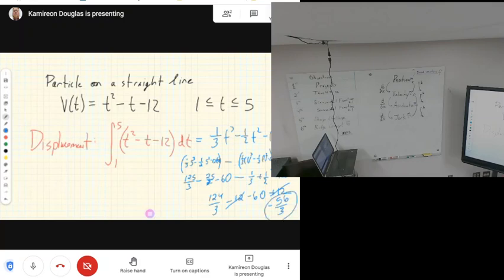In other words, in that time, it ended up negative 56/3 from its starting position. Here's my particle. It may have done a lot of moving in between, but eventually it ended up negative 56/3 back. That's the displacement. Okay. By comparison, the other piece is a little tougher. The absolute value version, to find the total distance. Before I do that, questions? Let's do it.